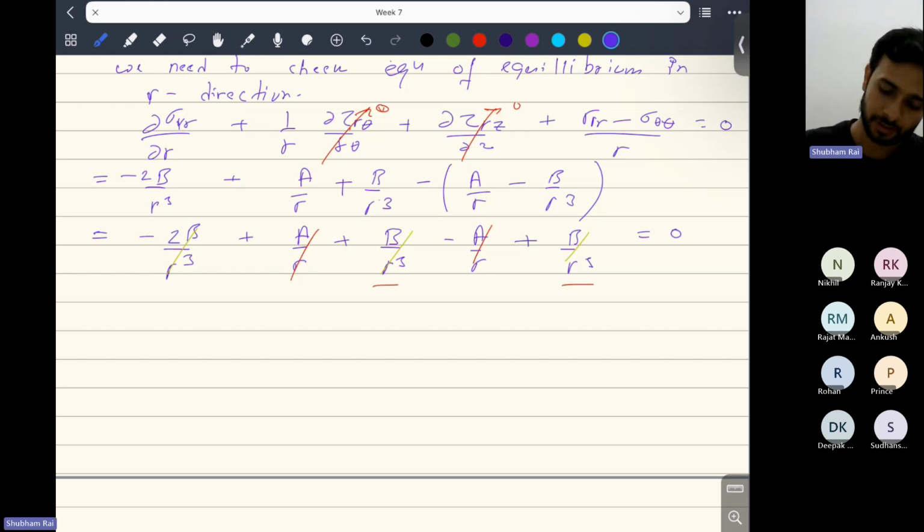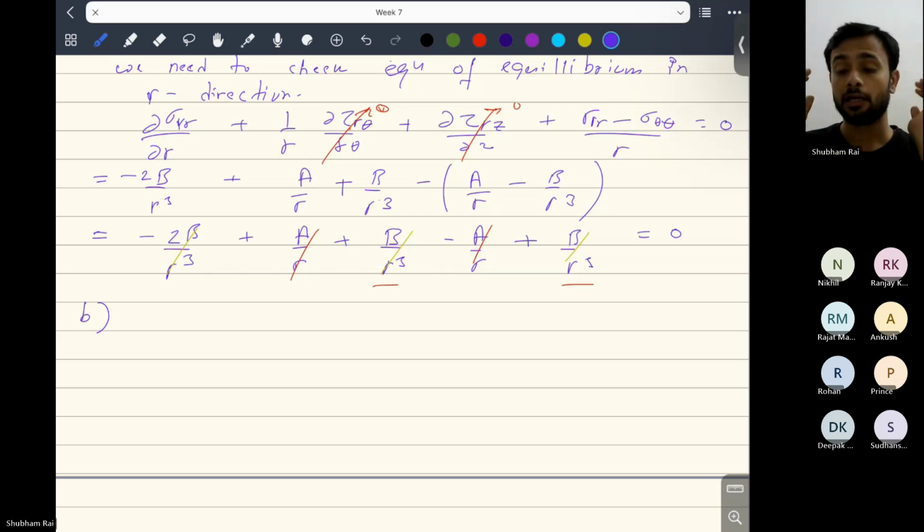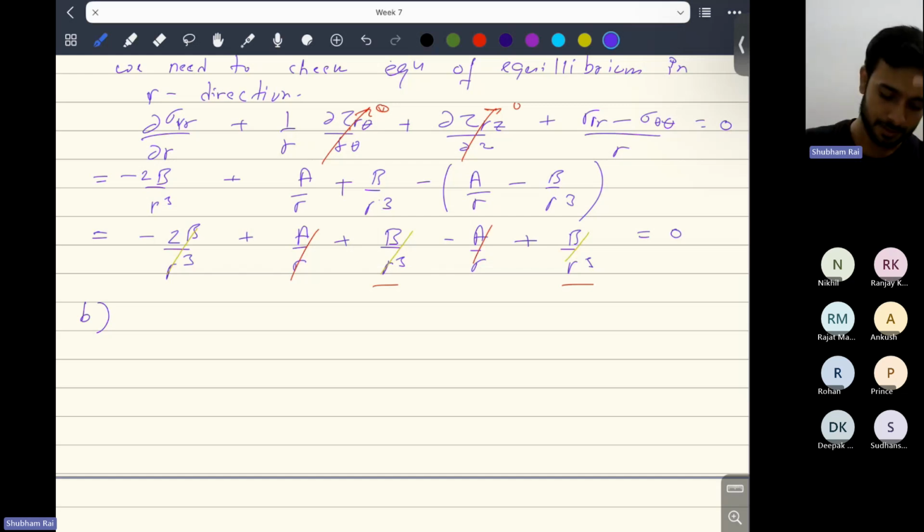Now in part B, you have to find the stress vector on a cylinder surface at r is equal to a. To find the stress vector, firstly, we need the stress tensor, and then you need to find the unit normal of that surface, and then you can find the stress vector on that surface. So let me write about the unit normal.